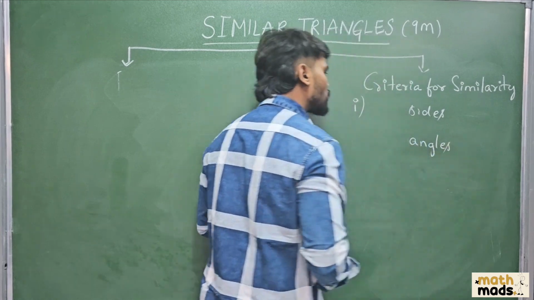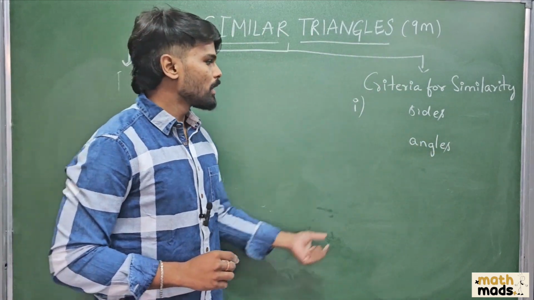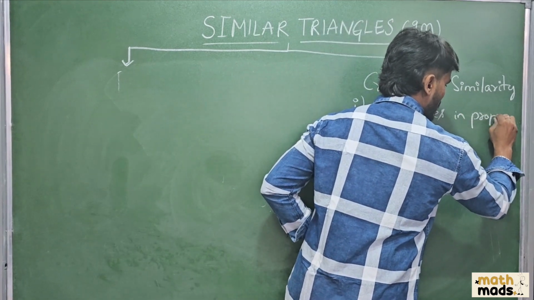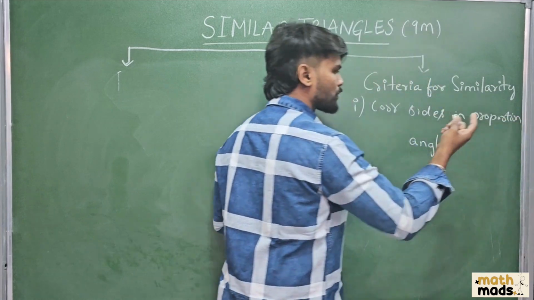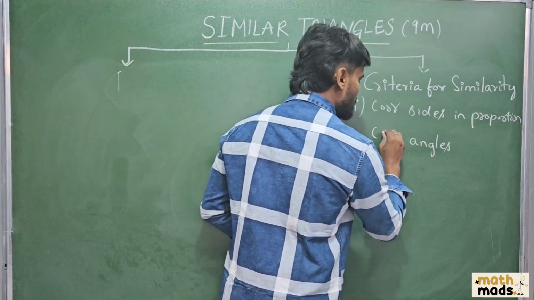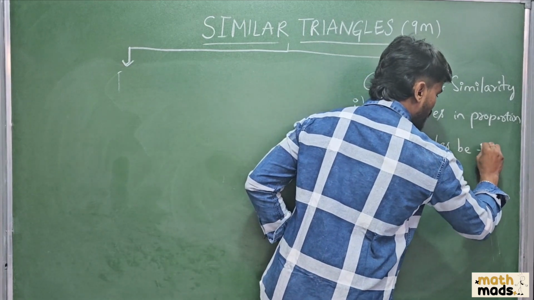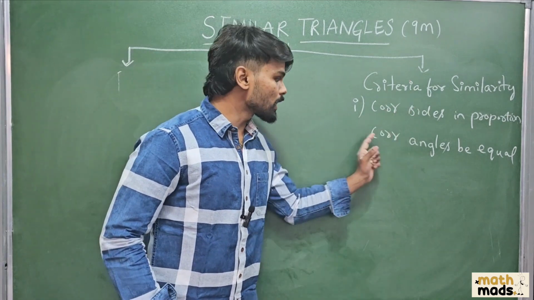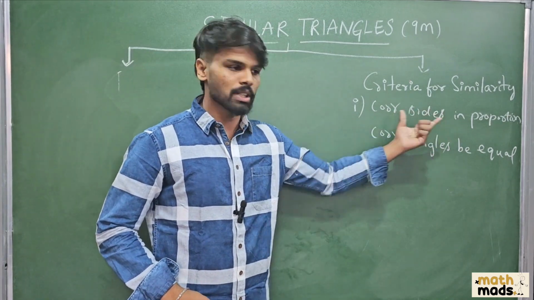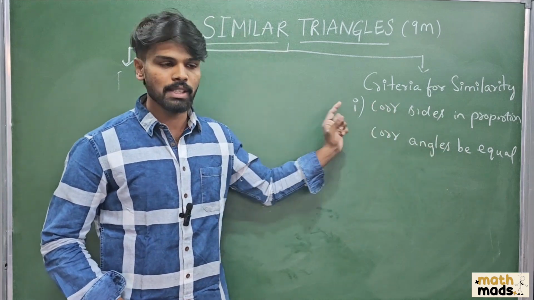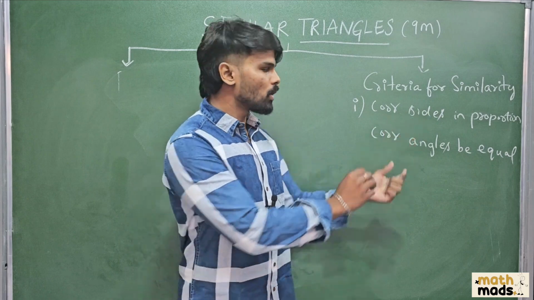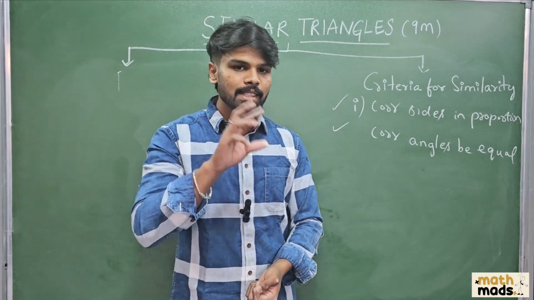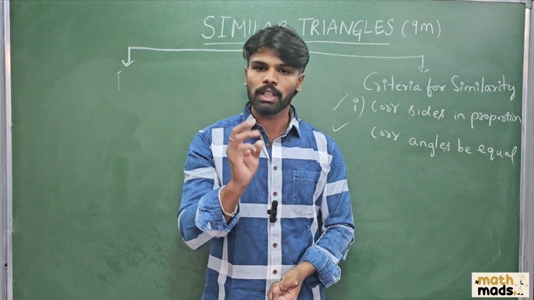So the criteria for two triangles to be called similar is that the corresponding sides should be in proportion, and the second thing is the corresponding angles should be equal. Now not every time do all the corresponding sides and all the corresponding angles both have to be there. If you know the corresponding sides are in proportion, this is enough. If you know the corresponding angles are equal, this is enough. So there are 6 things in a triangle, and we need just 3 things to prove that they are similar.